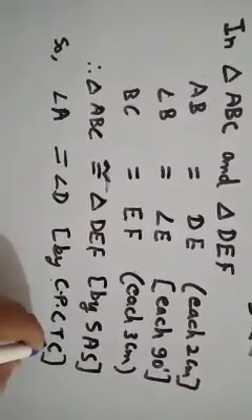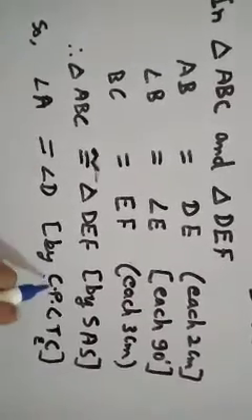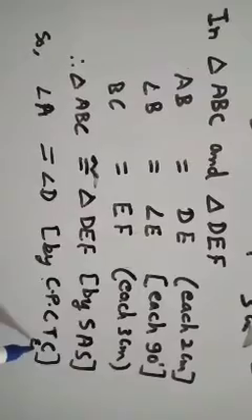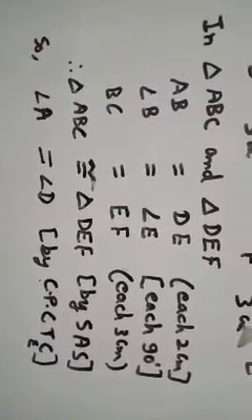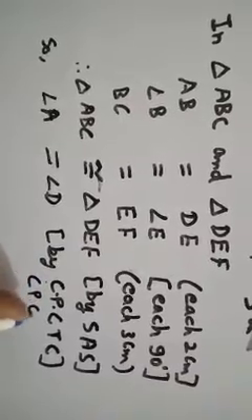In place of C, you can mention E. Corresponding parts of congruent triangles are congruent or equal. You can note down CPCTC or CPCTE.